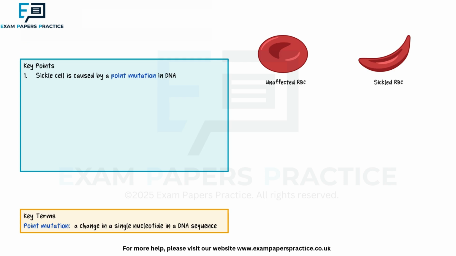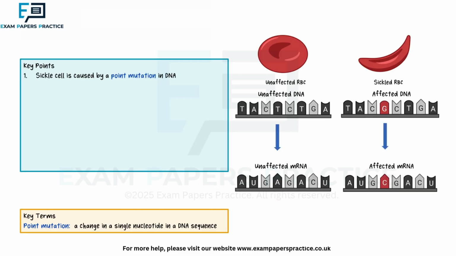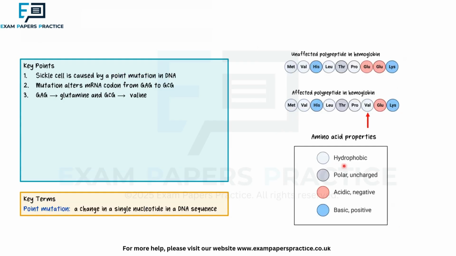The unaffected sequence for hemoglobin in DNA is CTC. However, in sickle cell, it's changed to CGC. This leads to messenger RNA changing from GAG to CGC. The change in the messenger RNA codons causes a change in the amino acids, as GAG codes for glutamine while GCG codes for valine. Valine is a hydrophobic neutral amino acid, while glutamine is an acidic negatively charged amino acid.